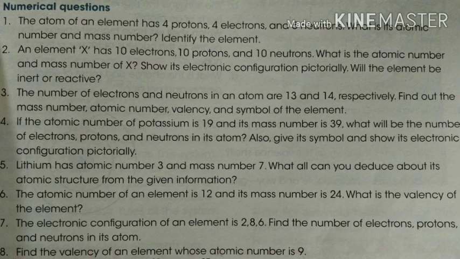You are asked to show the electronic configuration pictorially. What will be its electronic configuration? It has 10 electrons, no? Therefore, its electronic configuration is K shell equal to 2, L shell equal to 8. Or we can write electronic configuration equal to 2, 8. 2 electrons in the K shell and 8 electrons in the L shell.